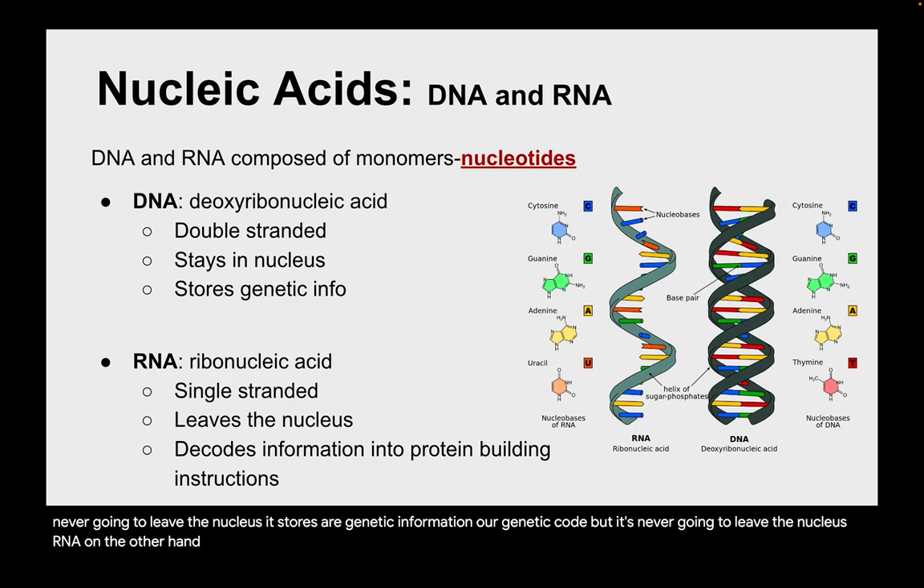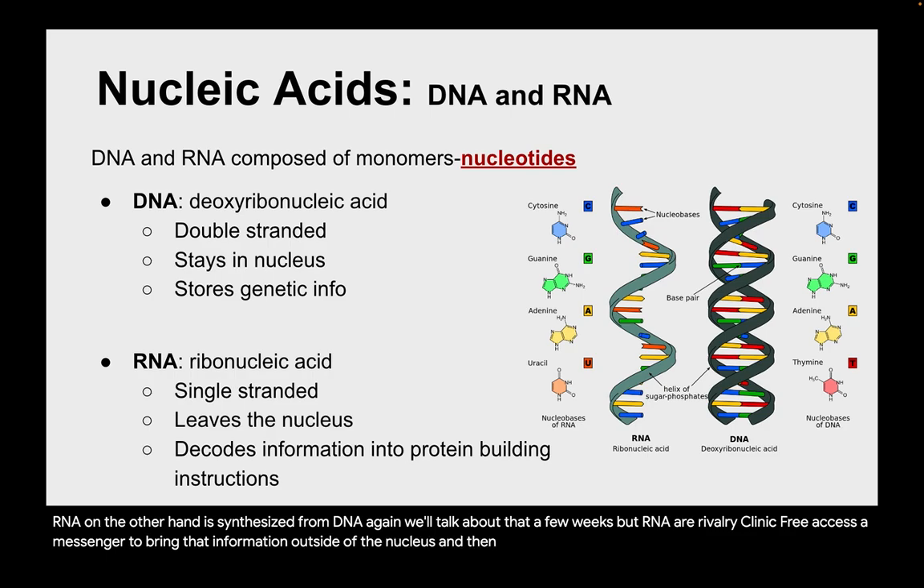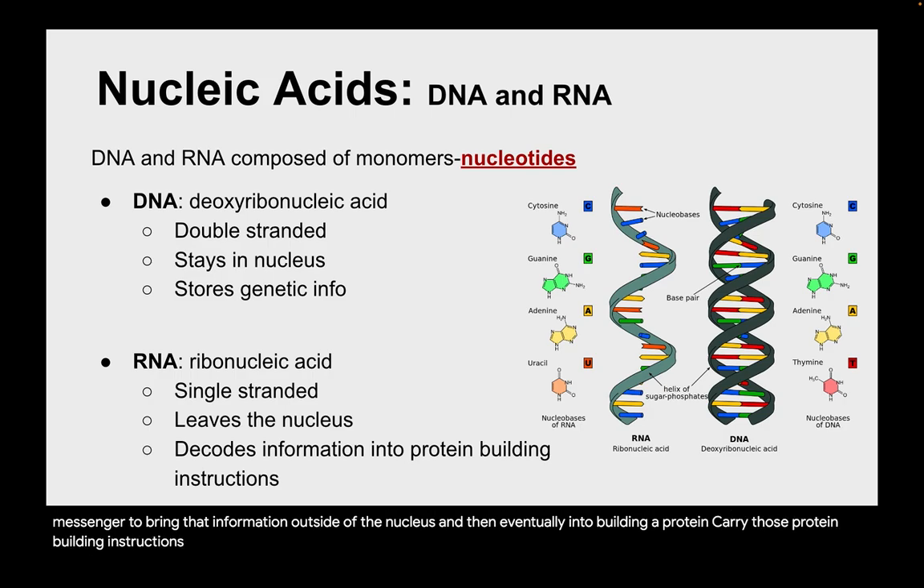RNA, on the other hand, is synthesized from DNA. Again, we'll talk about that in a few weeks. But RNA, our ribonucleic acid, can leave the nucleus. So it's created from that DNA, and then basically it acts as a messenger to bring that information outside of the nucleus and then eventually into building a protein. They carry those protein building instructions out of the nucleus. Both are made up of nucleotides, though there are slight differences between the two.